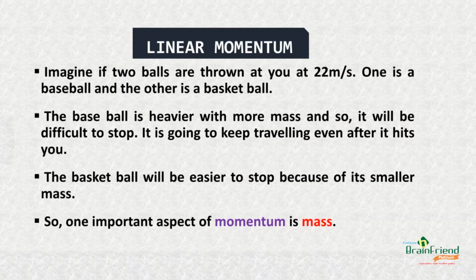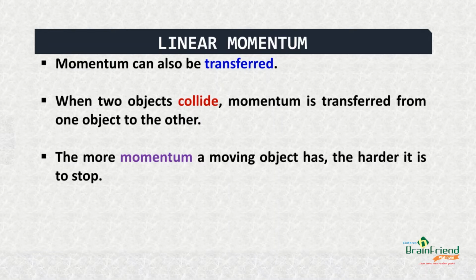Now look at this illustration. Imagine that 2 balls are thrown at you at 22 meters per second. One is a baseball and the other a basketball. You observe that the basketball is much heavier than the baseball. So it will be difficult for you to stop the basketball because it has a larger mass than the baseball. So one important aspect of momentum is mass.